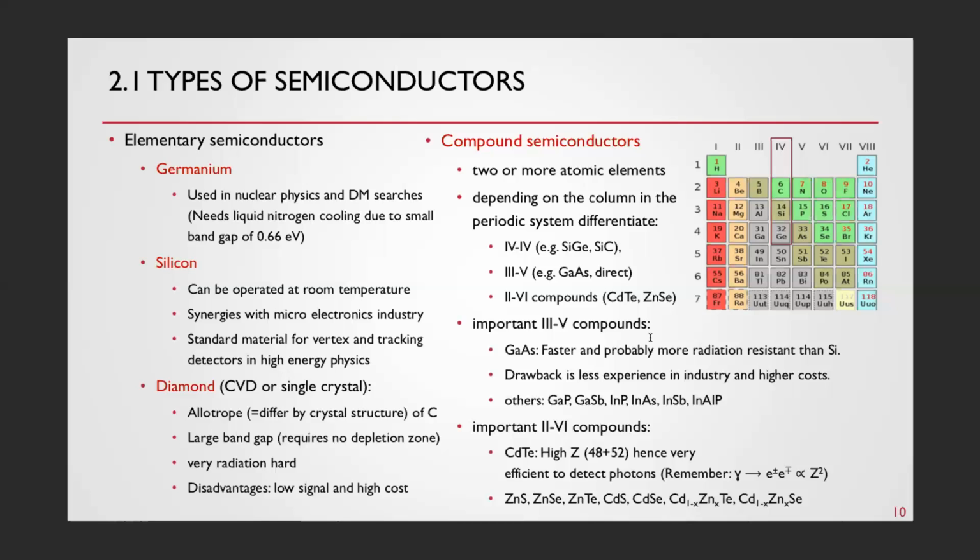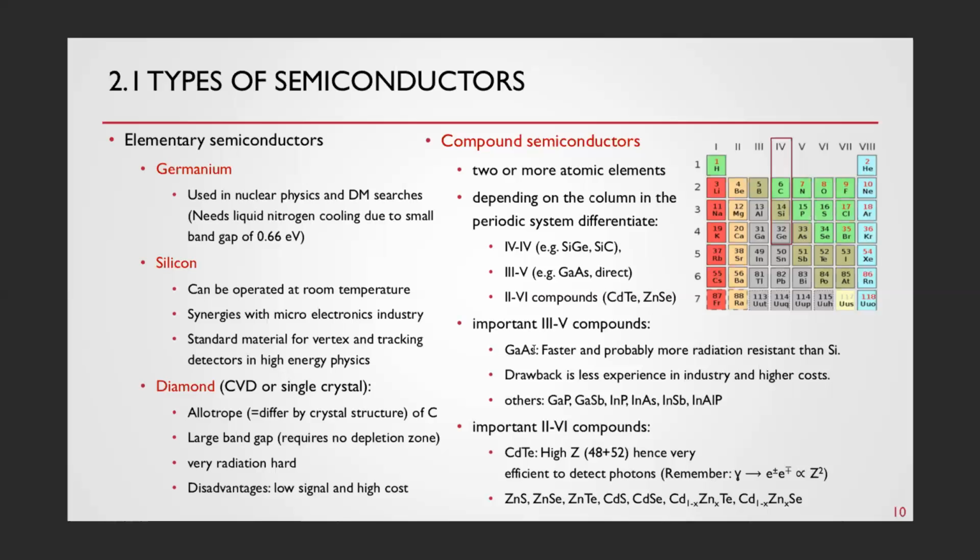There's certainly less experience with this material in industry, and therefore it costs more. Other important semiconductors are cadmium telluride with very high Z, hence it is very efficient to detect photons. Always remember, if you want to detect highly energetic photons, the means of doing that in an ionization detector is pair production close to the nucleus, which is proportional to Z squared.